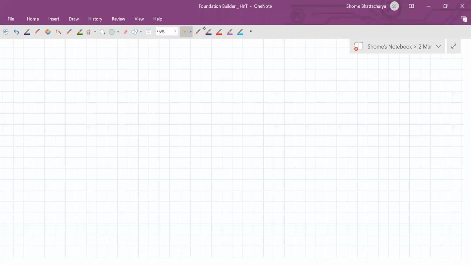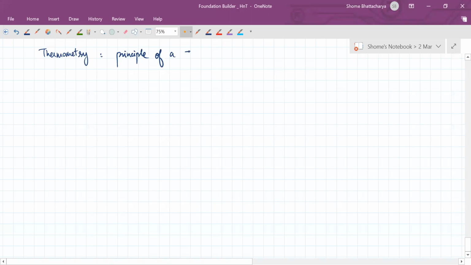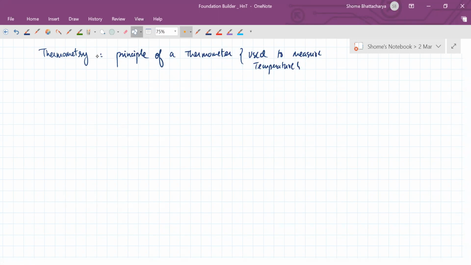Now before we discuss further, we will also talk a little bit about thermometry, or the principle of a thermometer, which is used to measure temperature. So any thermometer makes use of a physical property of a system which varies with temperature linearly.